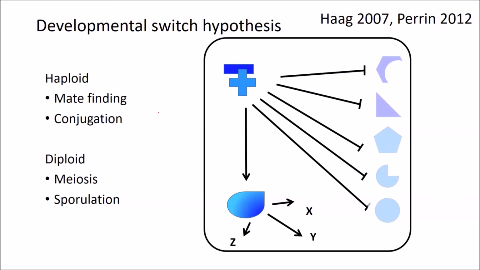So the main idea of the developmental switch hypothesis is that you can use this one locus and these two alleles to see if you're a haploid. If you have only the plus or only the minus, you must be a haploid. As soon as you have both of these, you must be a diploid, because these two alleles are located at the same locus. So only if you are a diploid can you be heterozygous at this locus.